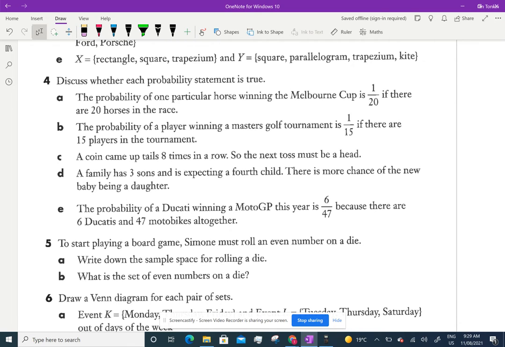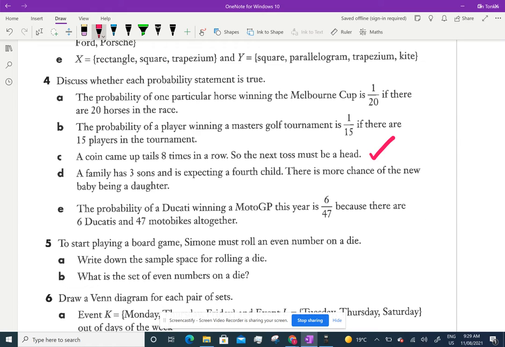A coin came up tails 8 times in a row, so the next one must be heads. Yes, you must be very careful about this. This is called the law of averages. It's not true. It doesn't happen. The coin does not have a memory. The coin does not remember.